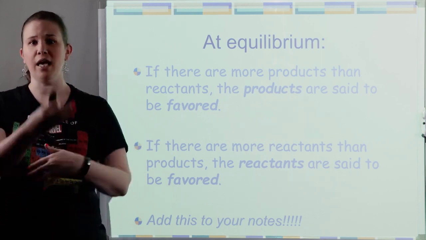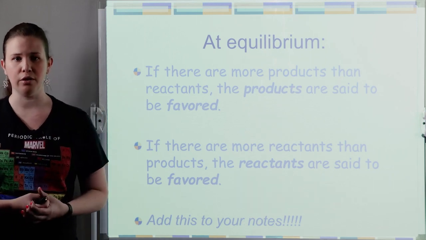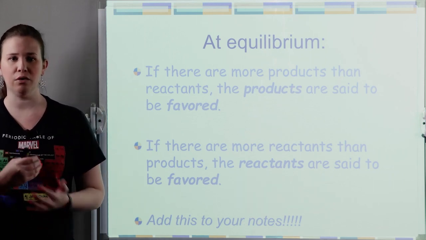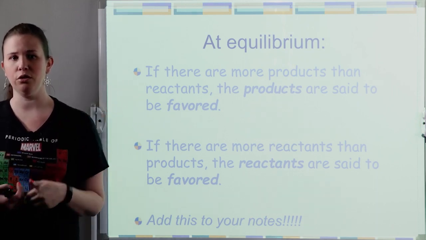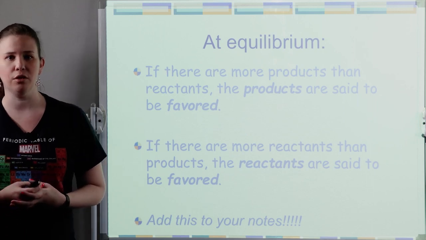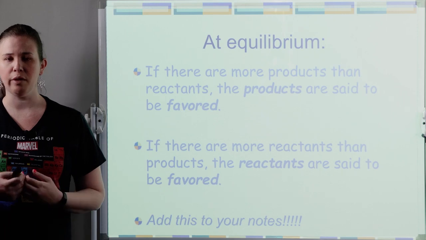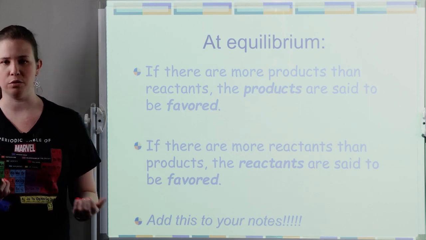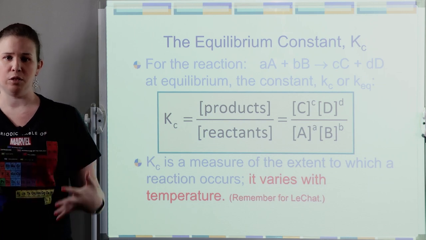So if in the end of the reaction you have more products, then you would say that the products are favored. If at the end of the reaction, the reactants are greater in concentration, you would say that that reaction favors the reactants. We're going to look at something called the equilibrium expression that's going to give us a quantitative indication about which one would be favored, the reactants or the products. So here is that equilibrium expression.